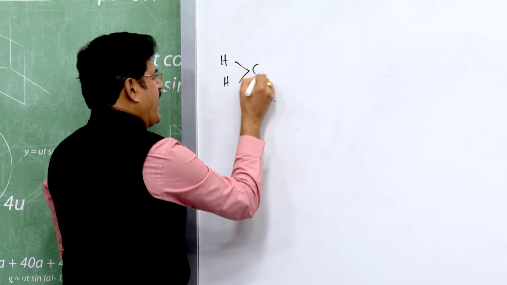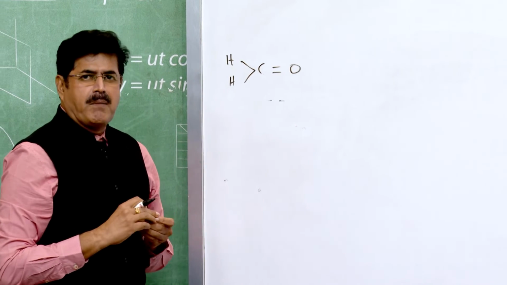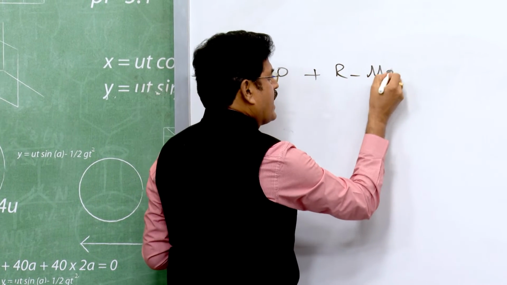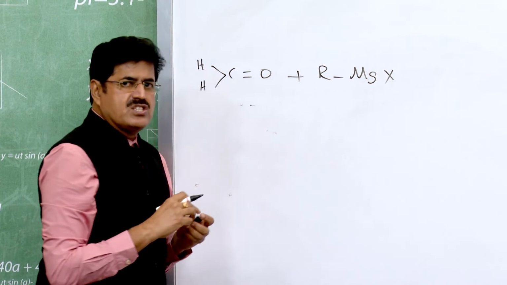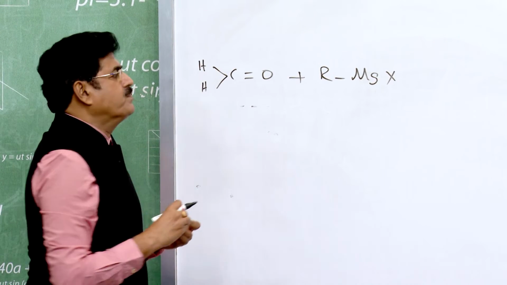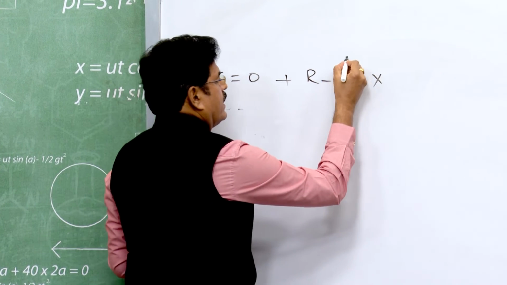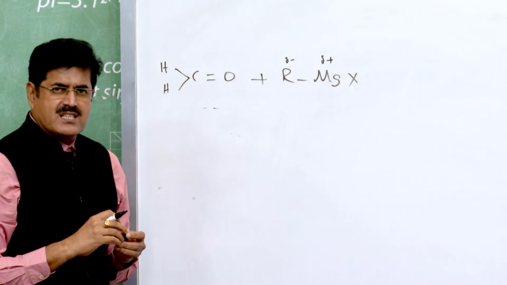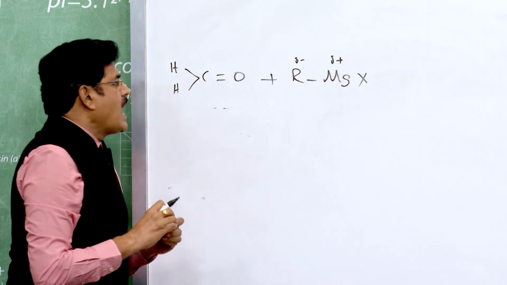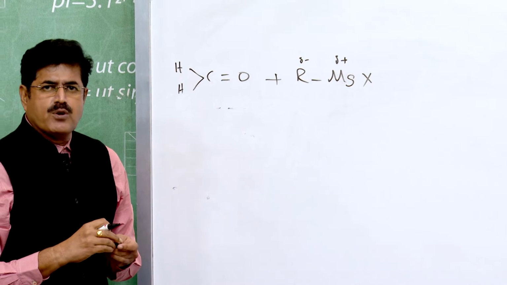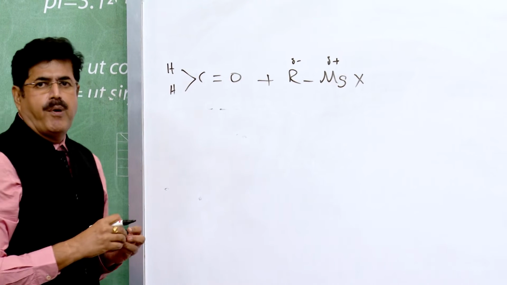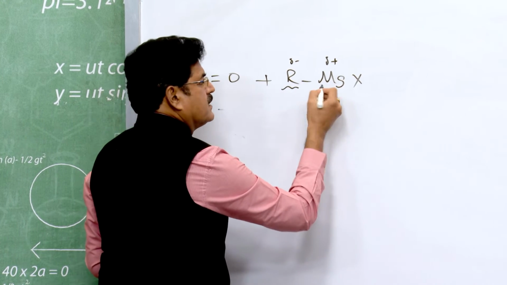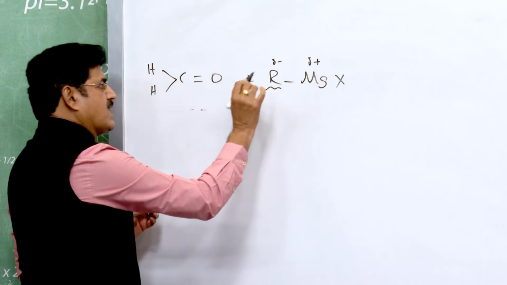This is formaldehyde. I am using a Grignard reagent RMgX. X is halogen, R is alkyl group. Delta plus, delta minus: magnesium is electropositive, so fractional positive charge. Carbon is electronegative, so fractional negative charge. The bond is highly polar. This is the nucleophilic part, and this is the Lewis acid.